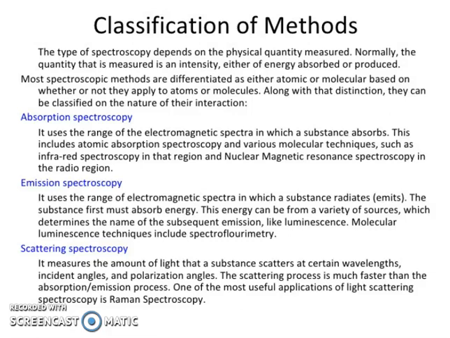Scattering spectroscopy. It measures the amount of light that a substance scatters at a certain wavelength, incidence angles, and polarization angles. The scattering process is much faster than the absorption-emission process. One of the most useful applications of light scattering spectroscopy is Raman spectroscopy.